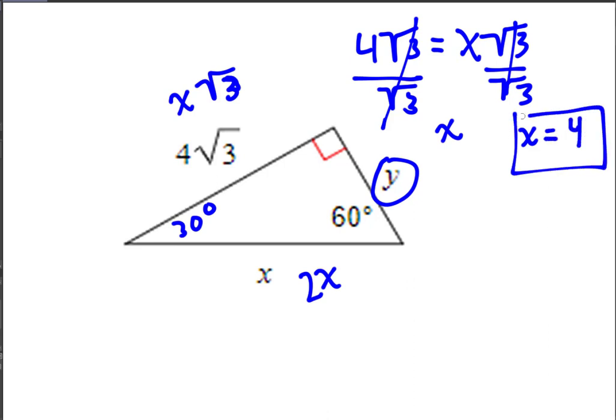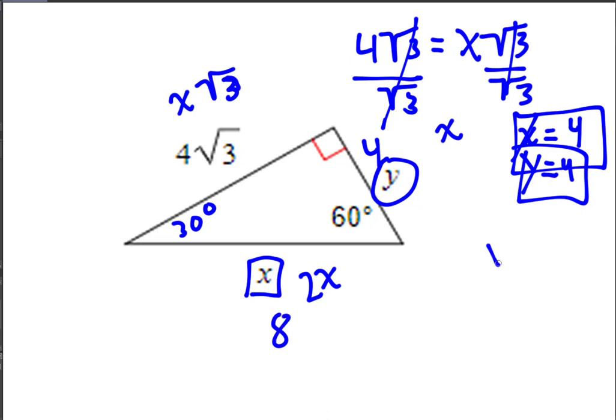Now that x equals 4, I've got to be careful because they labeled their letters differently here. Normally I would say x is equal to 4, but in this case it's actually going to be y equals 4. Don't get confused with that. So this one here is going to be 4. This is 4 square roots of 3, and we know that this is 2 times whatever this value is, so that's going to be 8. So y is equal to 4, and x equals 8.